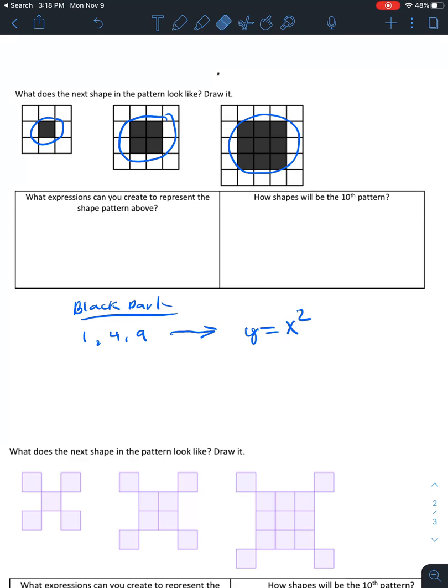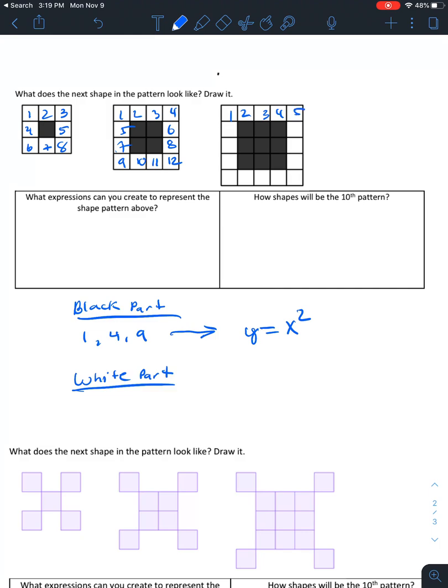So the tricky part, and look how beautiful my part is, the tricky part is the white part. It's a little harder, so let's focus on that. I'm going to erase this and just count how many I have. So 1, 2, 3, 4, 5, 6, 7, 8. Then 1, 2, 3, 4, 5, 6, 7, 8, 9, 10, 11, 12.